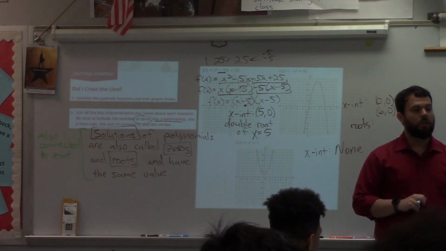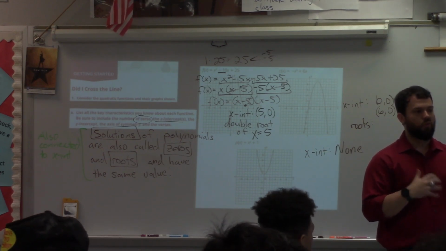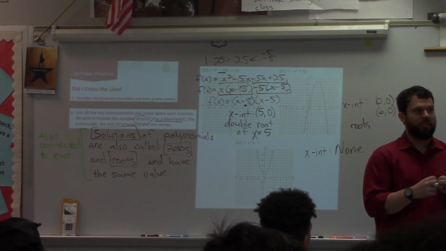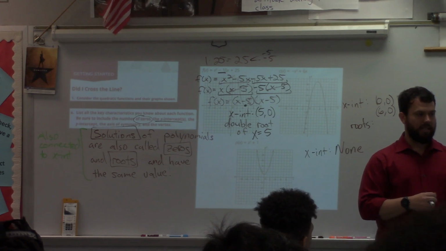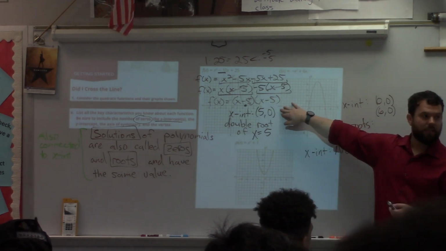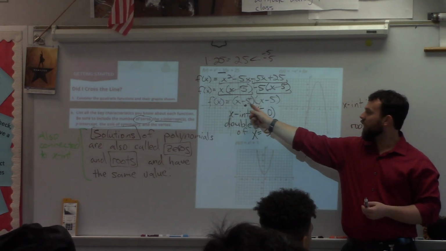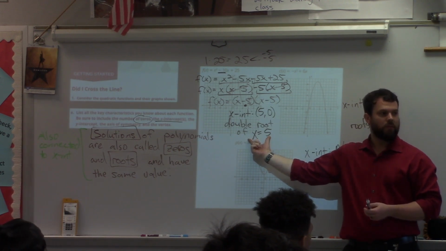We're talking about, remember, our roots versus our x-intercepts. It's an important idea: how many roots does every quadratic equation have? 2 roots, right? x minus R1 times x minus R2. But here, how many x-intercepts did I have? 1. And that's okay because I had a double root. It was just that both roots were x equals 5.